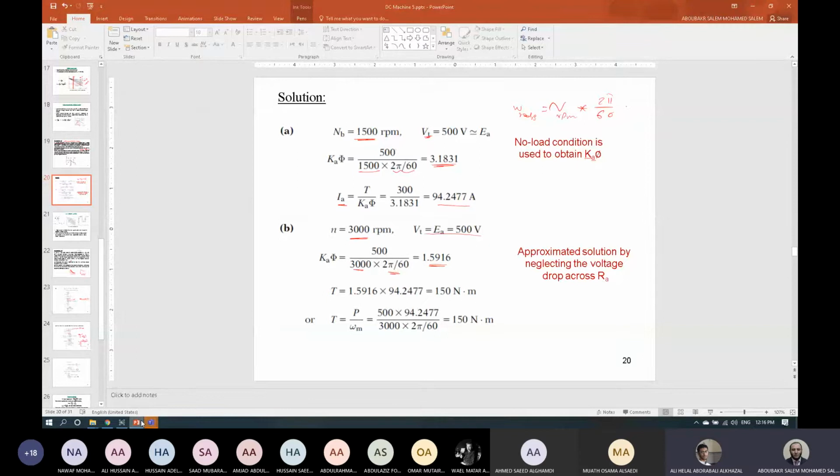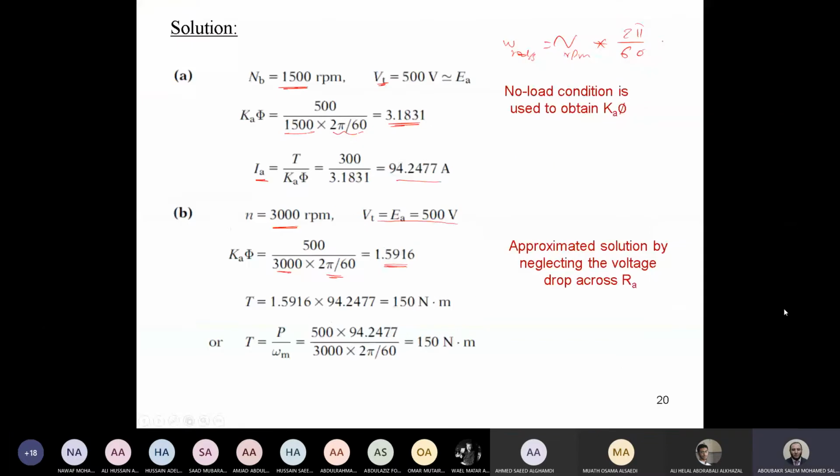Yeah, that's B. Okay. Time. Again, in order to calculate the speed, guys, it's required to calculate the machine torque when the speed is increased to 3000 RPM.